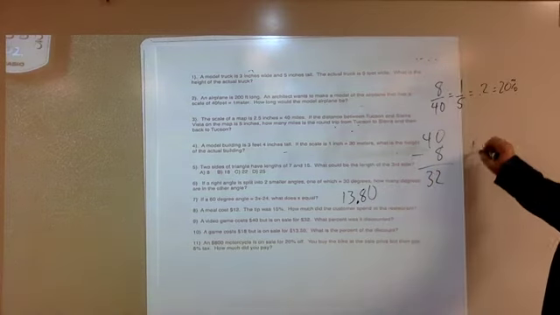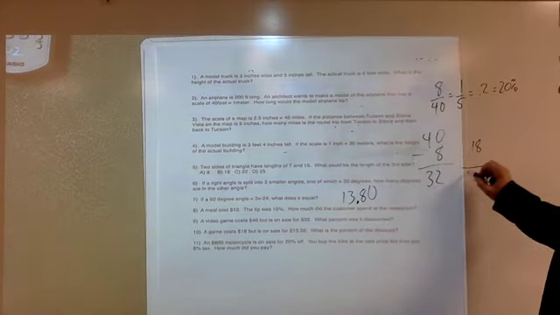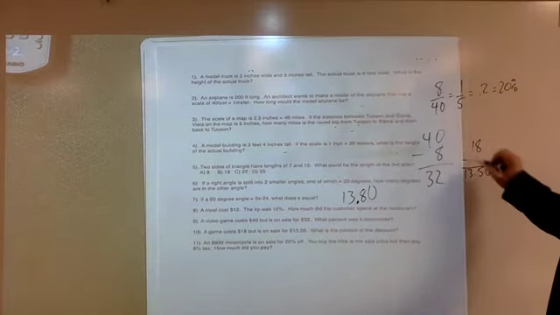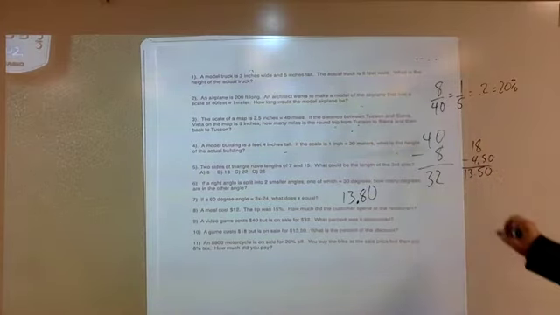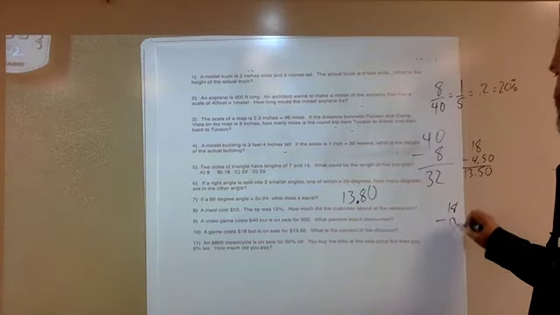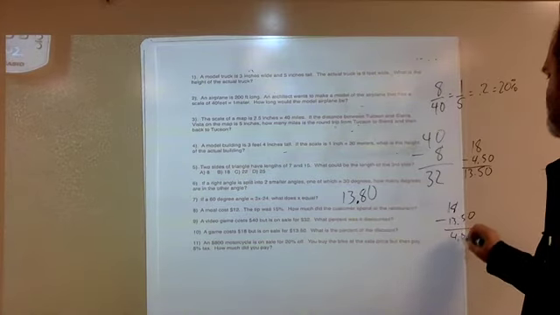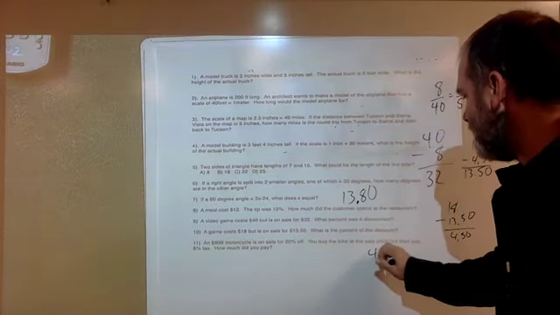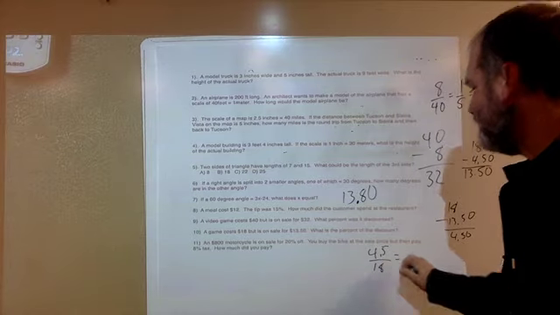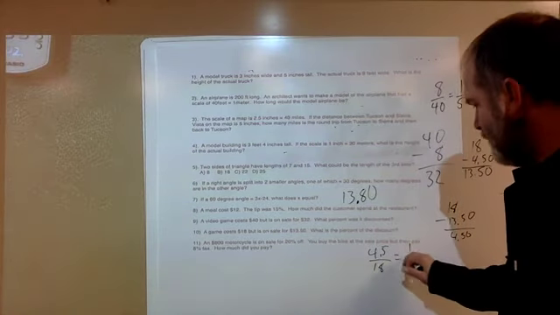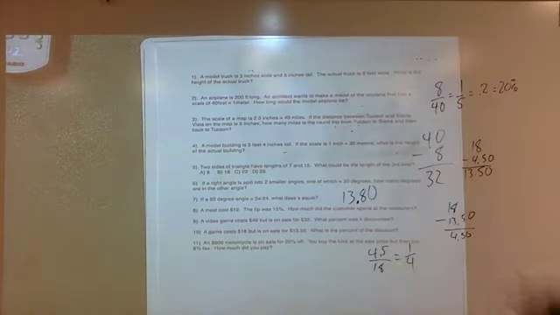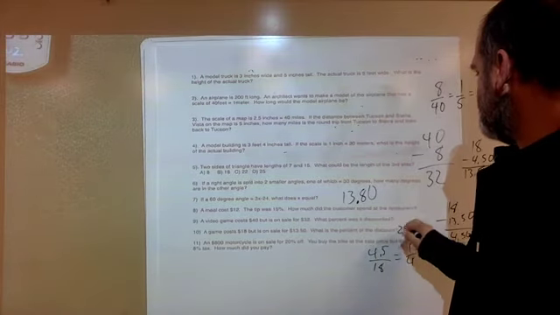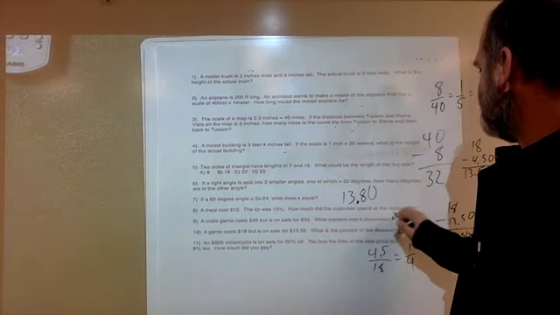It went from 18 to 13.50. That means they subtracted 4.50 from the price. 18 minus 13.50 is 4.50. Does 4.50 go into 18 evenly? Does it reduce? Does 4.5 over 18 reduce evenly? Yes, it does. It reduces into 1/4. And what is 1/4? It's 25%. So they took 25% off that price. They took 20% off this price.